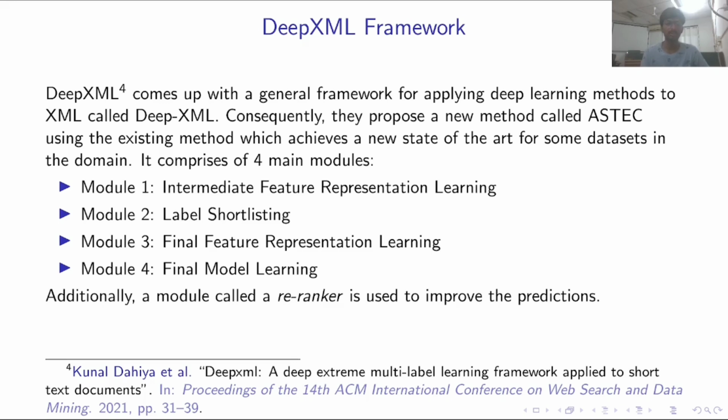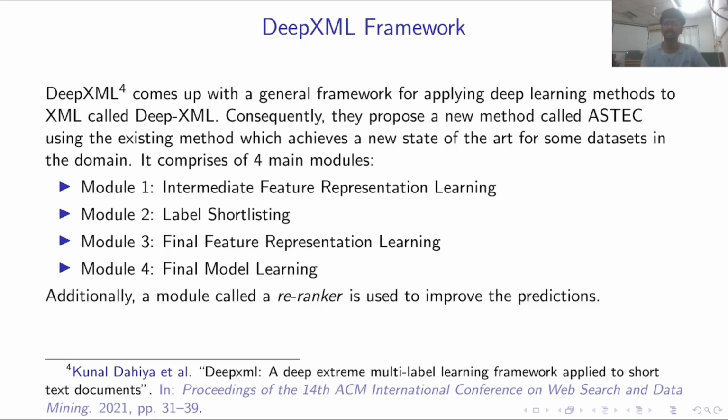The second module involves label shortlisting using negative sampling, which is performed on these intermediate features. So negative sampling is performed to find a smaller set of labels to search within, because searching within all the labels is intractable. The third module is based on transfer learning, which is used to obtain the final feature representations from the initial feature representations learned in the first module.